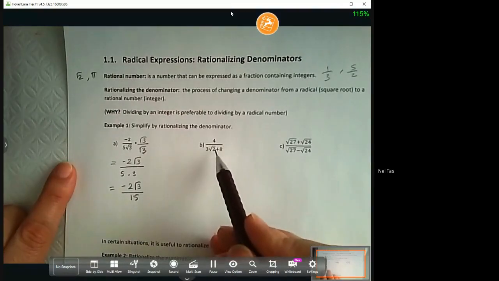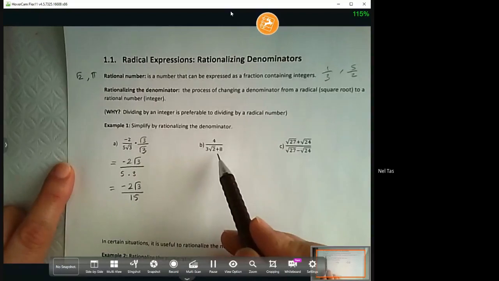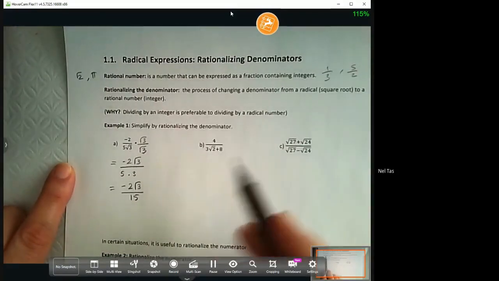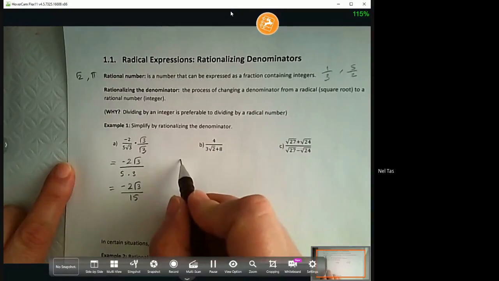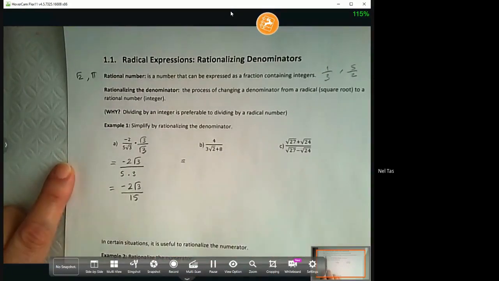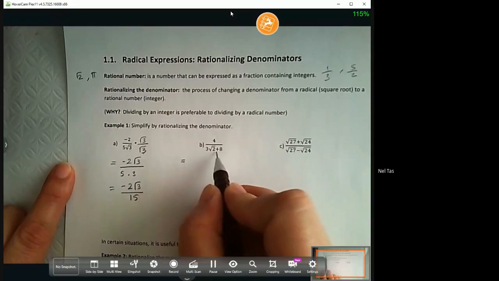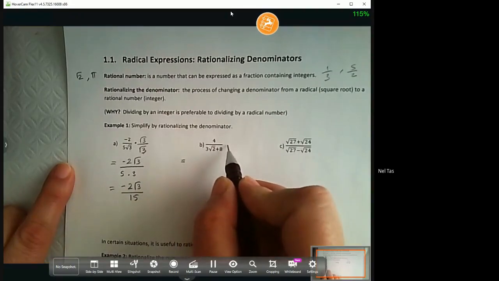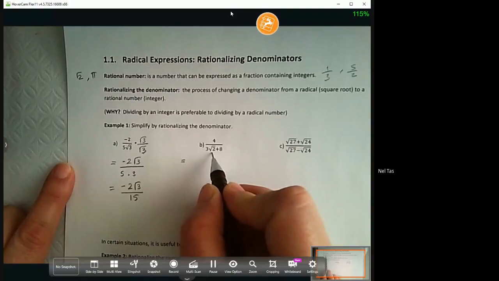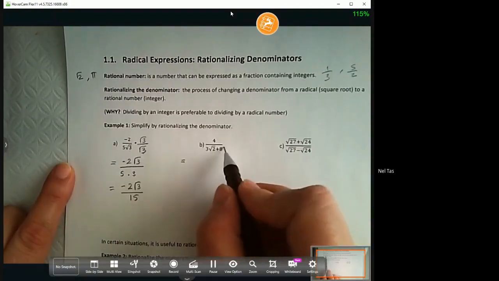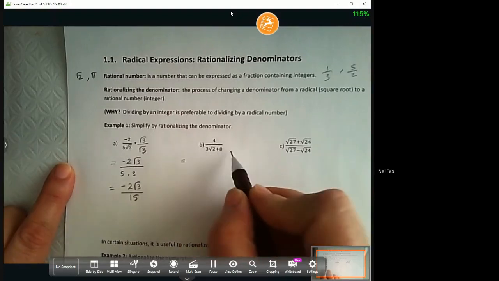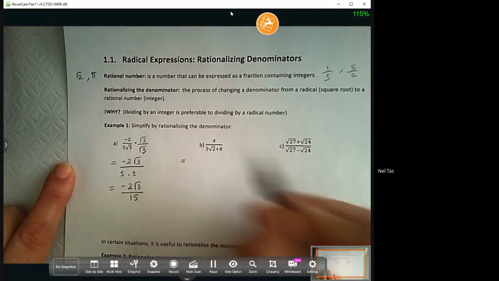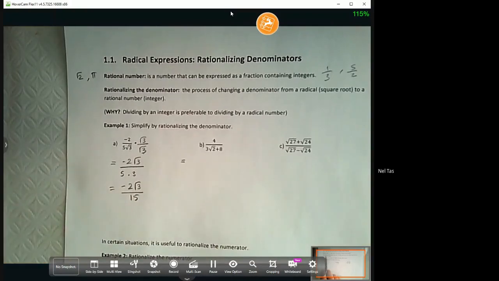So we have B, 4/(3√2 + 8). We want to rationalize that. Again, we did such questions in Advanced Functions when we did trigonometry units. So what do you do to rationalize that? It is not going to help if you multiply top and bottom by √2. So we look at this denominator, find the conjugate, and then multiply top and bottom by that conjugate.